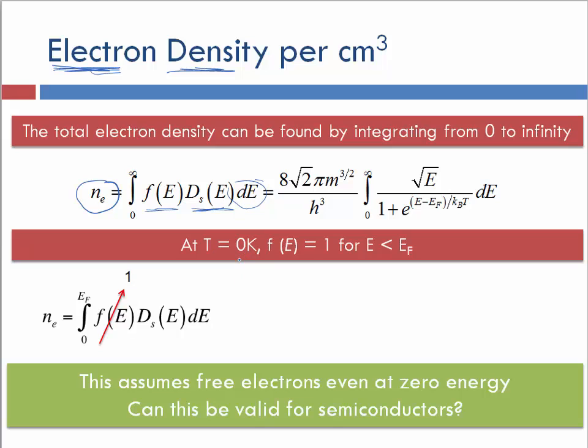Then at temperature equal to 0 Kelvin, we know that the probability is always 1, that the electron will exist at some E less than the Fermi energy. And this is for a conductor. So the example of a conductor. If we take this f of E and set that to 1, because we know the probability will always be 1, and we integrate from 0 to EF, again for a conductor, f of E becomes 1, so then we're just integrating the density of states from 0 to EF.